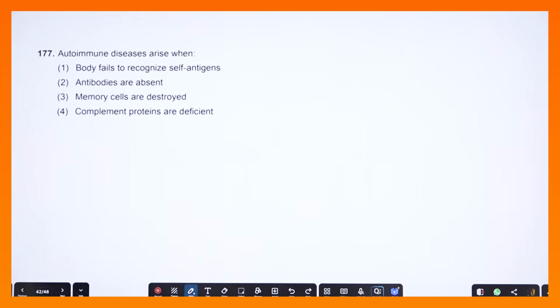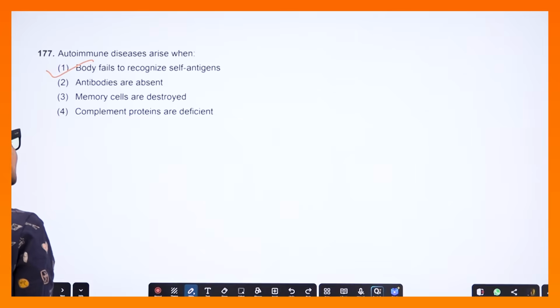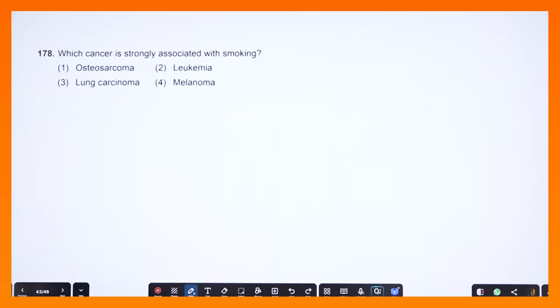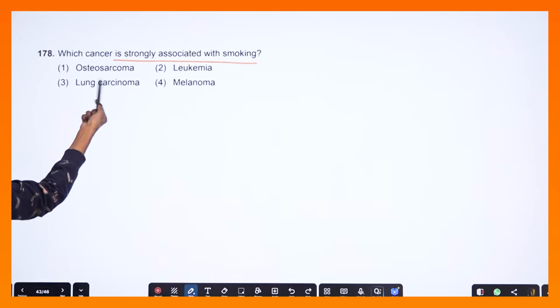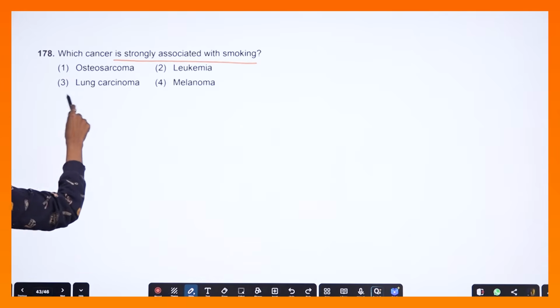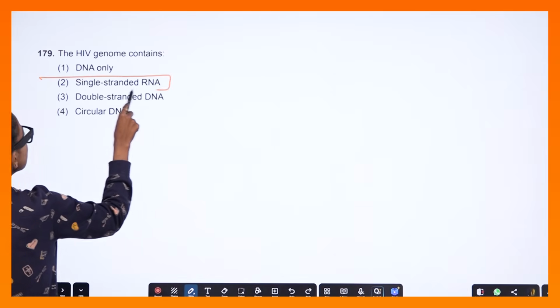Autoimmune diseases, when the body fails to recognize self-antigens, correct? All right, which cancer is strongly associated with smoking? It's very obvious, that's blood cancer, that's bone, and this is lung. Correct? HIV genome is retrovirus, single-stranded RNA.